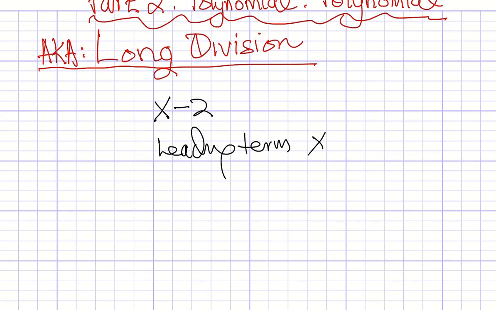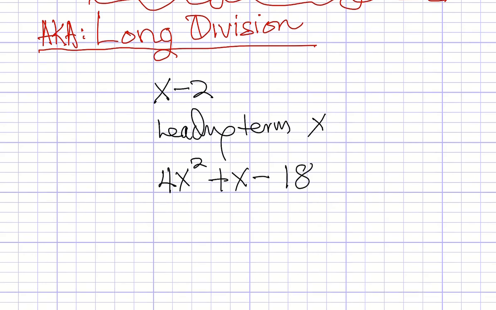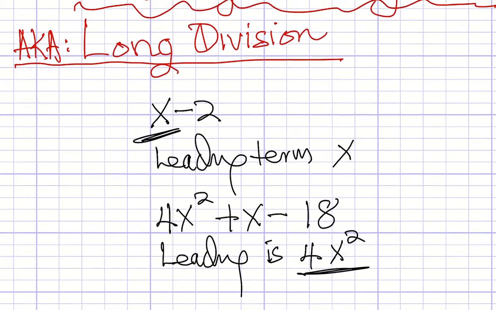Suppose you have a polynomial like this, 4 times x raised to power 2 plus x minus 18. Okay, what is the leading term there? Well, the leading term there is 4x raised to power 2. Notice that the leading term is attached to the highest exponent, the largest exponent of x.